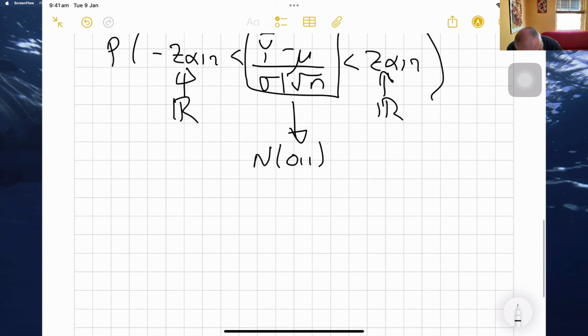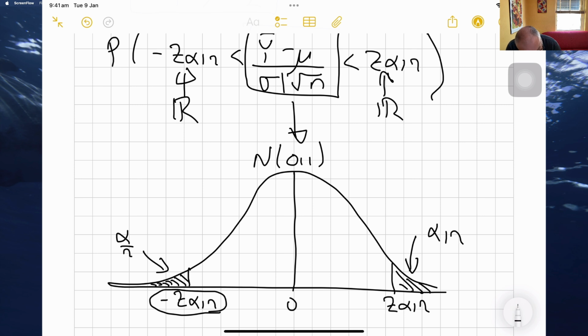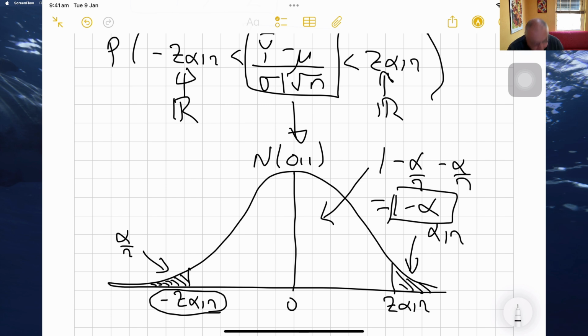So let's work out the probability. Let's draw our normal distribution. Here's our 0, here's our minus z alpha on 2, and here is our z alpha on 2. This is designed so that the area to the left of minus z alpha on 2 is alpha on 2, and the area greater than z alpha on 2 is also alpha on 2. So the area in the middle, the probability that we actually want, is 1 minus alpha on 2 minus alpha on 2, which is 1 minus alpha, and that's what we want.